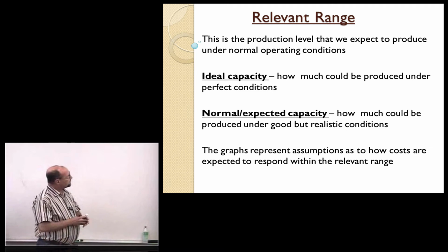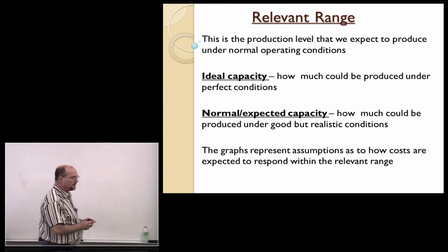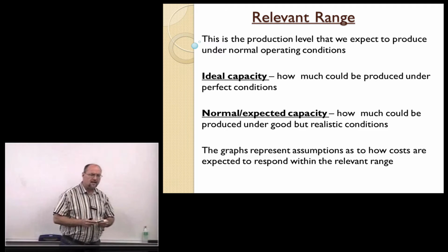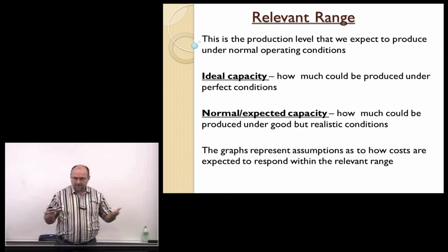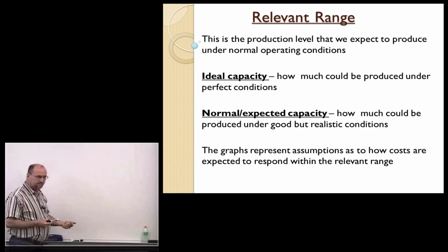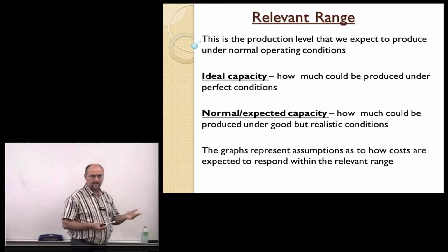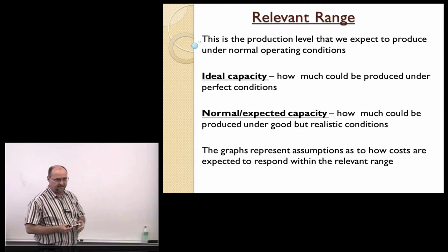Another term you need to be familiar with is this concept called the relevant range. This is the production level that we expect to produce under normal operating conditions. Normal operating conditions takes into account imperfections in human beings and in running a business. Notice we have ideal capacity. This is under perfect conditions, which rarely, if ever, happens. I'm going to say never happens.